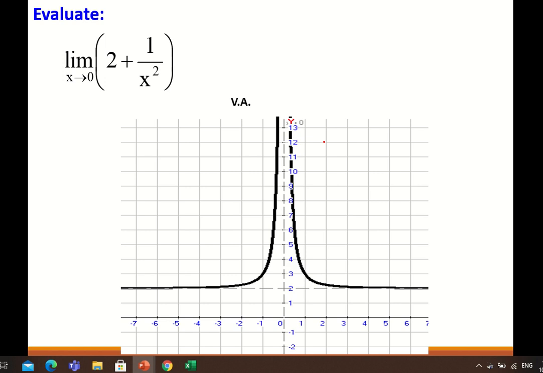What is that vertical asymptote? That is the value of x that can make the denominator equal to 0. So in this case, what makes the denominator equal to 0? That is 0. So therefore, your vertical asymptote is x equal to 0, or simply the y-axis. So this is our y-axis, and this is our x-axis. So x equal to 0 is equivalent to the y-axis.